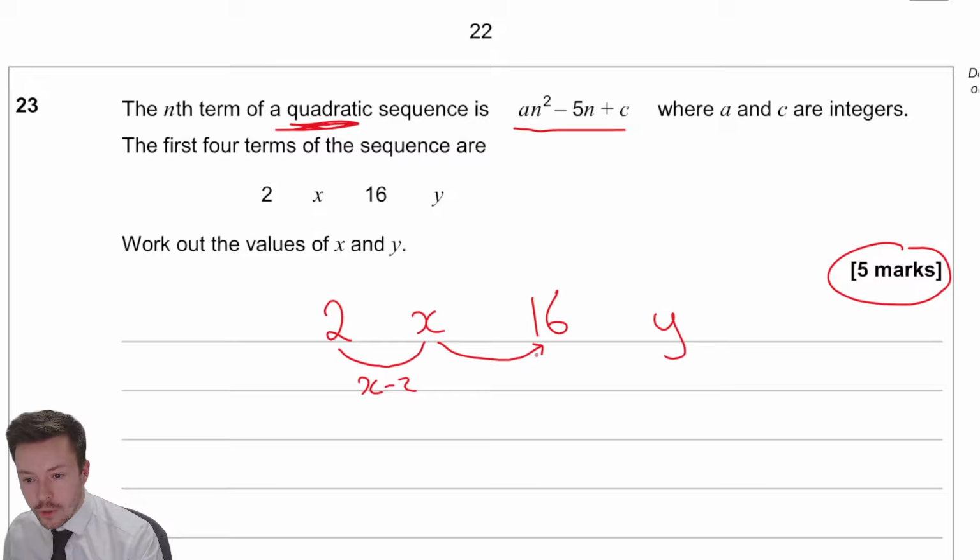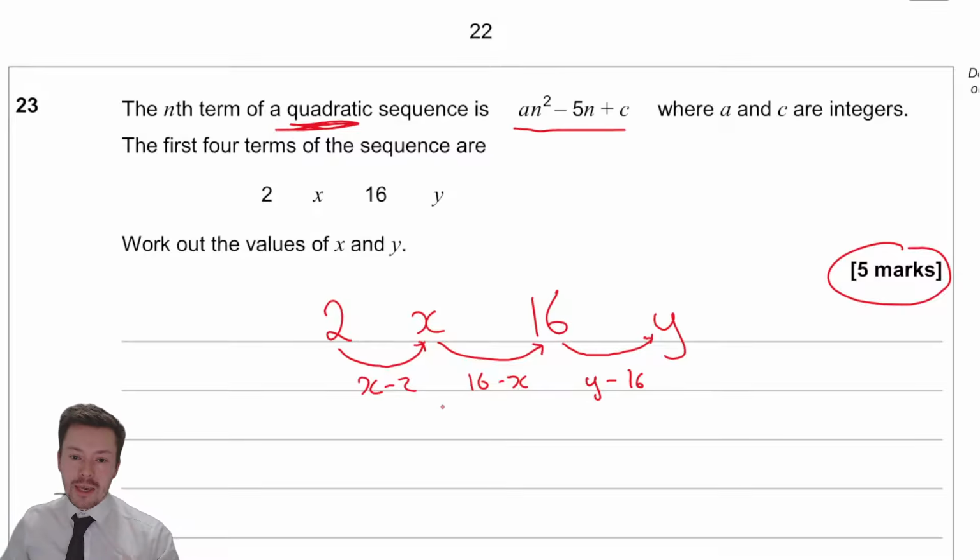This next one, we'd add 16 and take away x. And then this one here, we would add y and minus 16. Now, because it is a quadratic sequence, it's the second difference that needs to be the same. So this difference here, well, this would be 16 minus x.